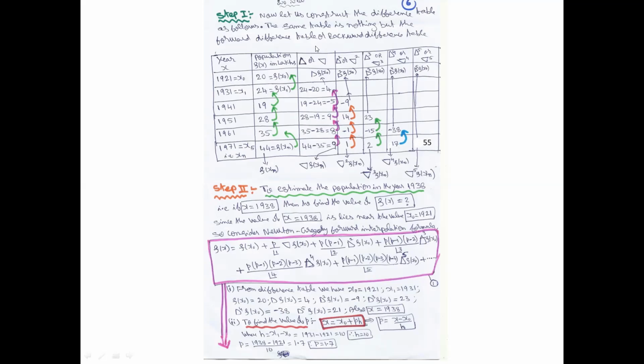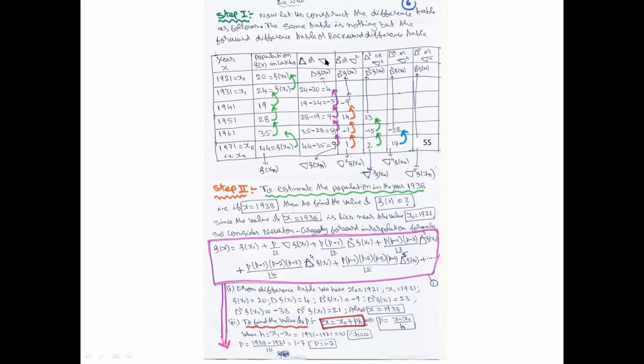In the same manner, observe the cursor. Forward difference: this symbol delta is said to be the forward difference operator. This is delta to the power of 1, first order forward difference. Delta square, second order forward difference. Delta cube, third order forward difference. Delta to the power of 4, fourth order forward difference. Delta to the power of 5, fifth order forward difference.